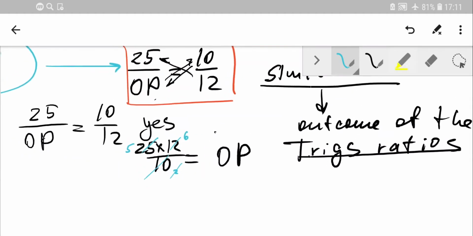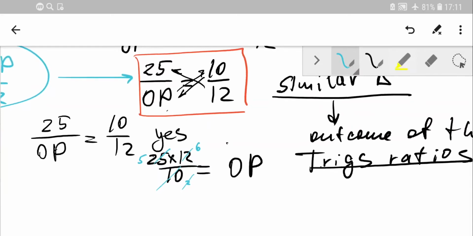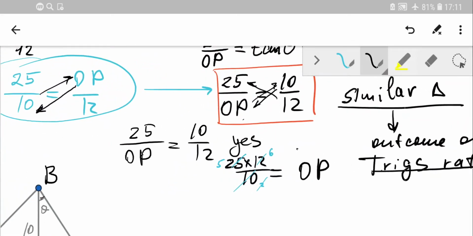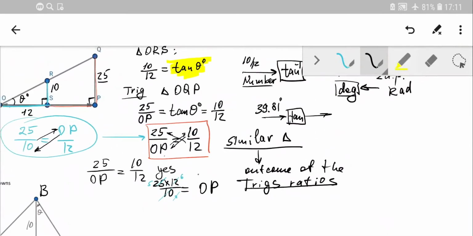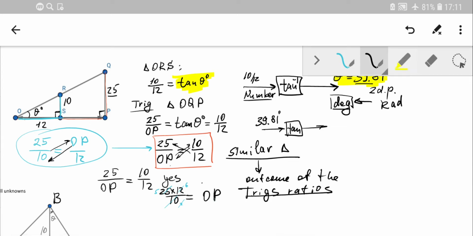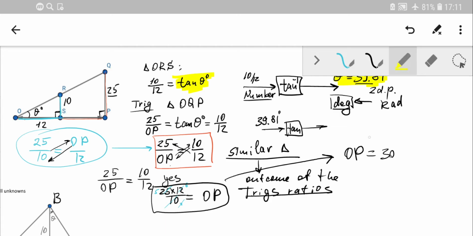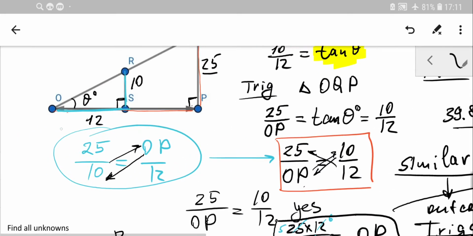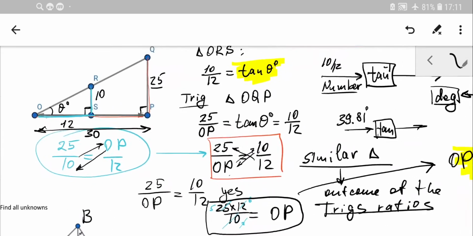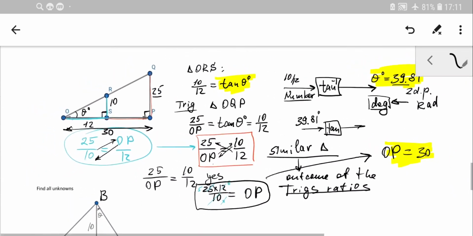Okay, we completely canceled the bottom part, and 5 times 6 will give you 30. So the final answer for this problem, for OP, is simply 30. 5 times 6. And this is the final answer. Now we know that the longest side here is 30.